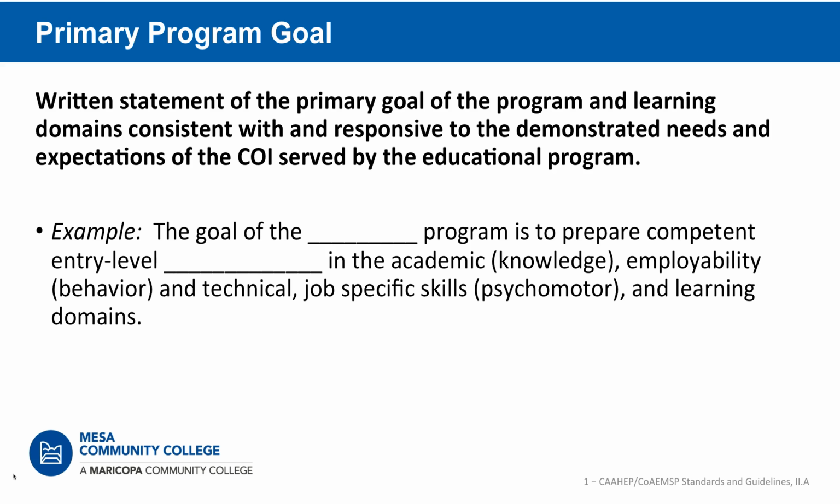So an example might be the goal of X program is to prepare competent entry-level worker bees in the academic or the knowledge, employability, behavior, and or the technical job-specific skills, psychomotor, in these learning domains. So it's important that we craft that, and that the program understands our primary purpose is to do this. There might be other things that we do, but our primary goal is to do that. And for all of our career technical programs, it is about producing graduates who are job ready.